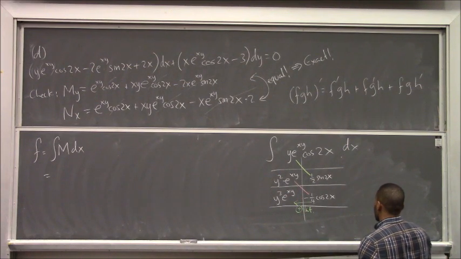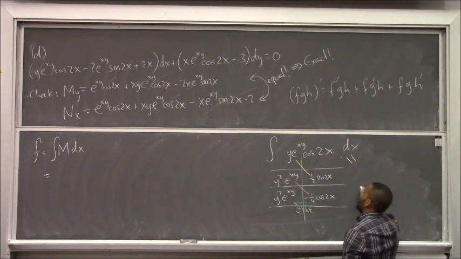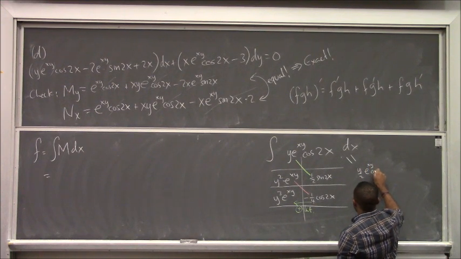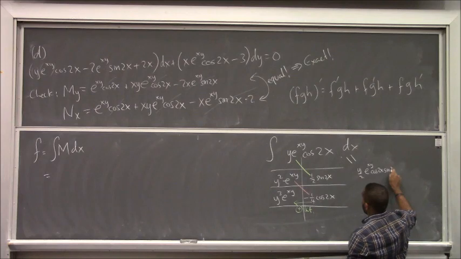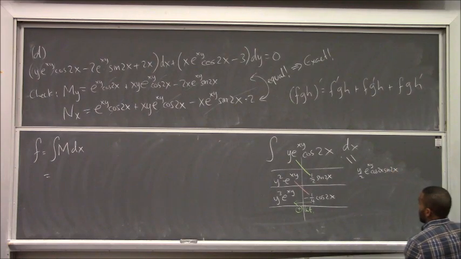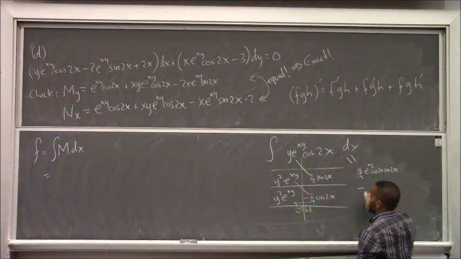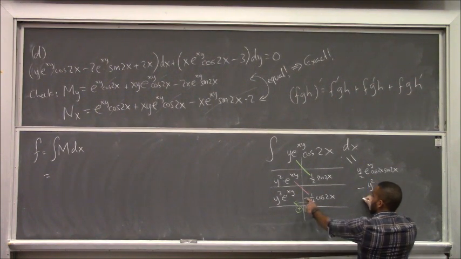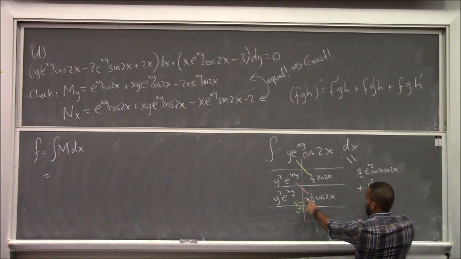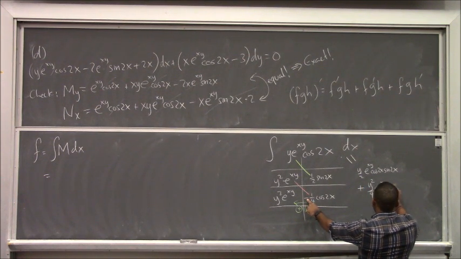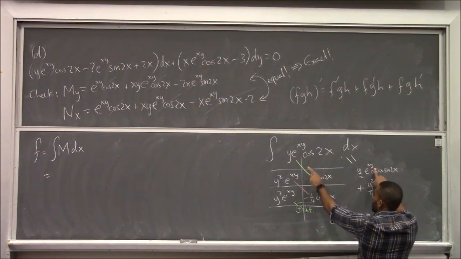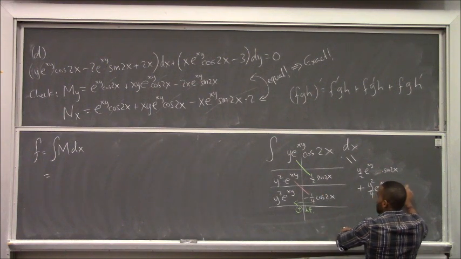So this integral is going to be equal to y over 2 e to the xy cosine 2x sine 2x. And then we're going to do minus y squared, well it's minus a minus, so it becomes y squared over 4 e to the xy cosine 2x.